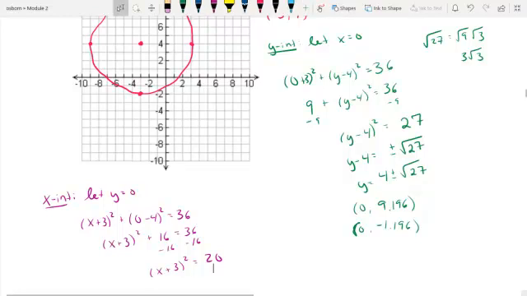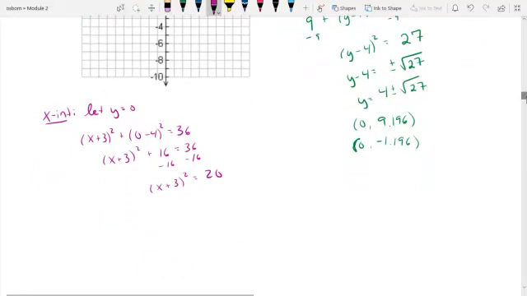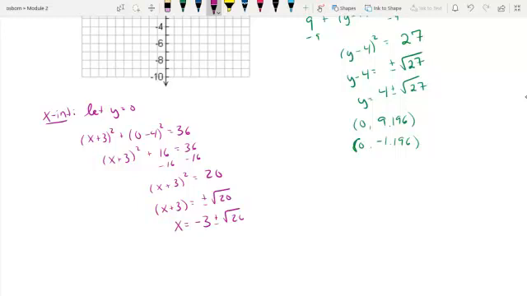Then I'm going to use the square root principle to take the square root of both sides. That gives me x plus 3 is equal to plus or minus the square root of 20. And then lastly, I'll subtract 3 from both sides. That gives me x equals negative 3 plus or minus the square root of 20.